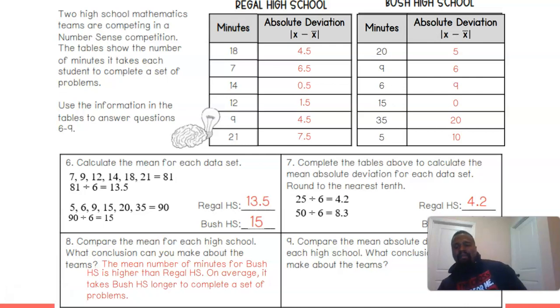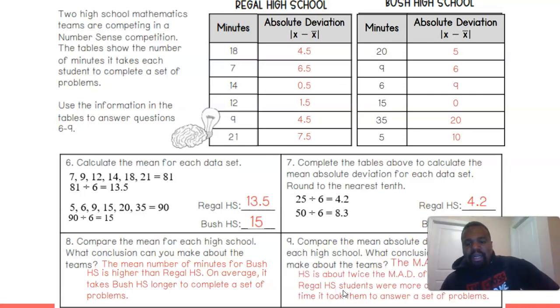All right. If I look at the mean absolute deviation for each school, what I see is that the mean absolute deviation for Regal High School is smaller than Bush High School. And the closer you are to 0, the closer each data point is to the mean, meaning it's not as spread out. Bush High School has a higher mean absolute deviation. All right, it's about twice as much. So what it's telling me is it's more spread out. It's not as consistent as Regal High School is, as far as the time it takes for each student to complete a set of problems.